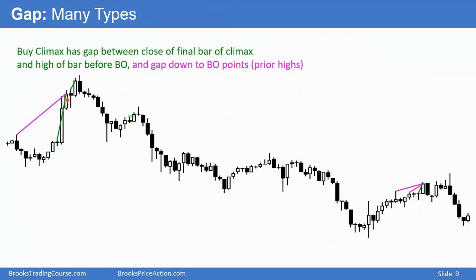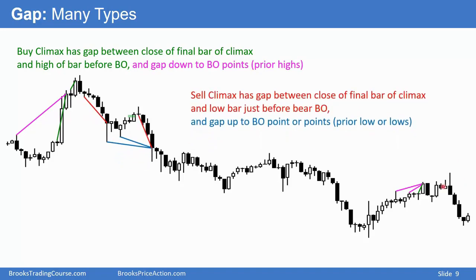Many types of gaps. We have a gap, this close and this high, this close and that high. We have another bar. Now we have a 2-bar buy climax. So the gap is now this close and that high, and that close and this high. And then we have another breakout here, a new gap, this close and that high. That gap closed immediately on the very next bar. Same thing over here. We have a bull breakout, gaps above those highs.